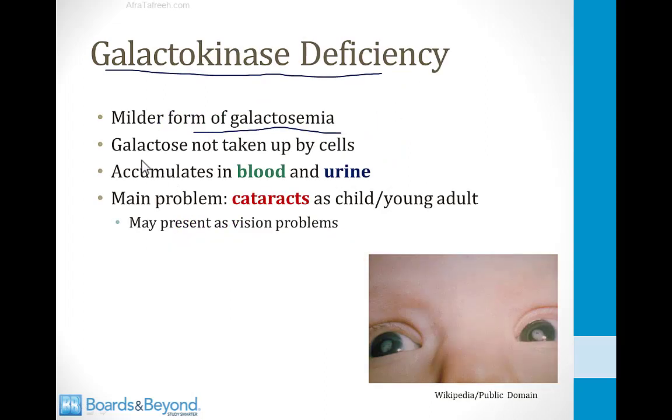So I've summarized those points on this slide. Galactose is not taken up by cells, but it accumulates in the blood and in the urine. And the main problem is cataracts in children and young adults. It's very unusual for children or young adults to develop cataracts, and a galactokinase deficiency is one of the reasons this can occur. And this may present, especially in a young child, as vision problems, and then you may find cataracts on physical exam. And that concludes our module on fructose and galactose.